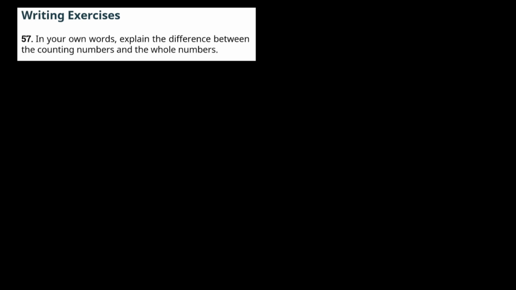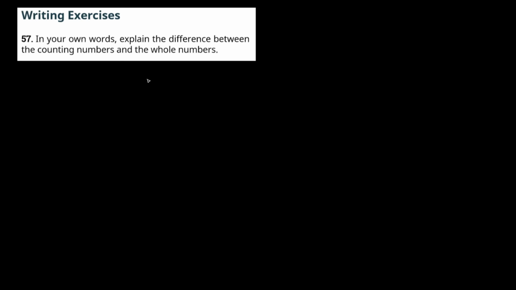And our last problem, these ones for writing exercises are usually questions you answer yourself. But in this case, we have, in your own words, explain the difference between counting numbers and whole numbers. Well, we talked about this in another video. We'll go over it. Counting numbers are numbers that we can use to count objects. So the most basic type of numbers that we learn. Counting numbers we use to count objects.